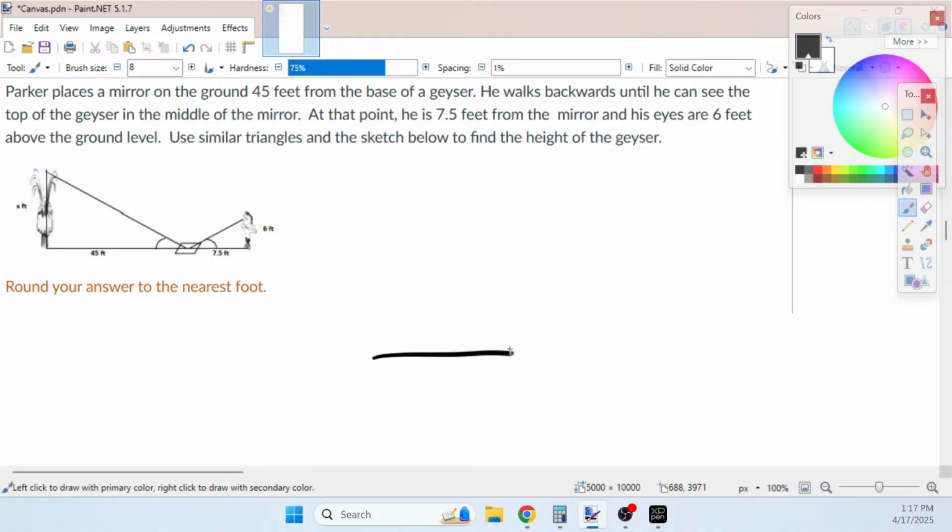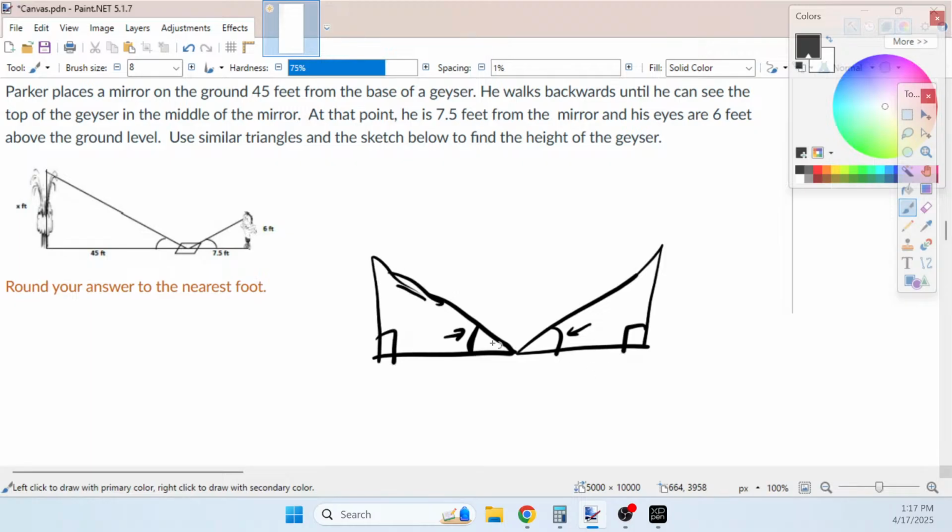So, mirrors reflect light at the same angle that they receive it. So this angle is the one that's 90. That's 90. These angles are the same. Those angles are the same. These are similar triangles. We have 6 over here, a 7.5 over here. I don't know over here.